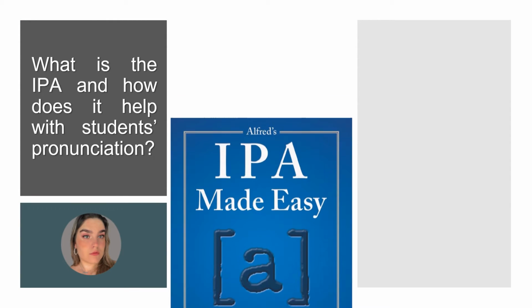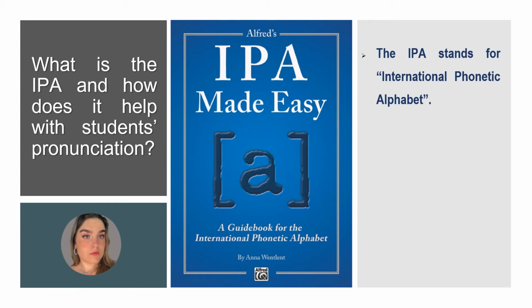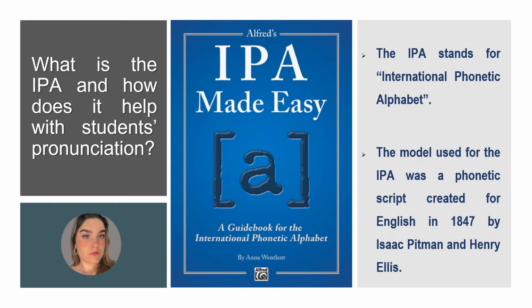The IPA stands for International Phonetic Alphabet. It is an alphabet developed in the 19th century to represent the pronunciation of languages. The aim of this alphabet was to provide a unique symbol for each distinctive sound in languages, and the phonemes are used to distinguish one word from another, and the model used for the IPA was a phonetic script created for English in 1847 by Isaac Pitman and Henry Ellis.